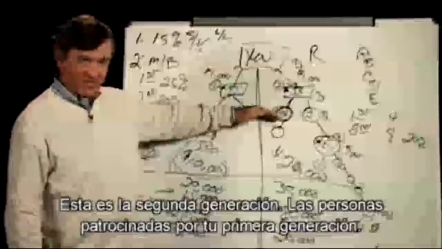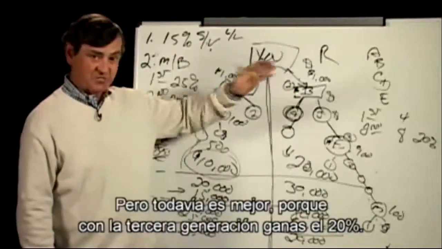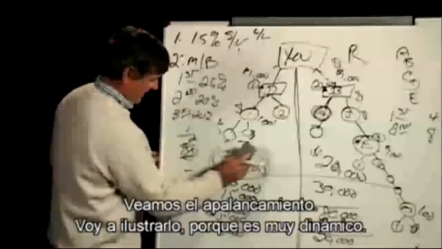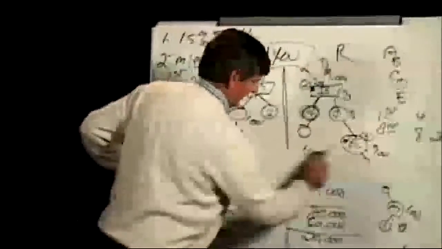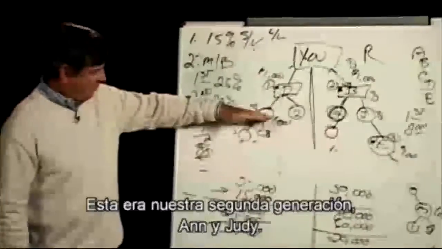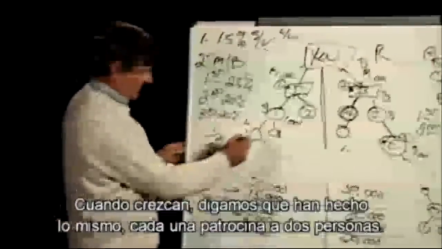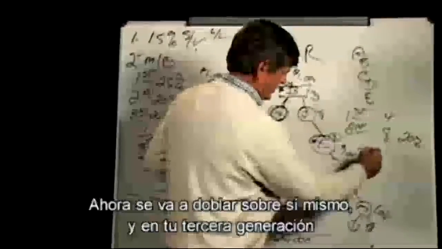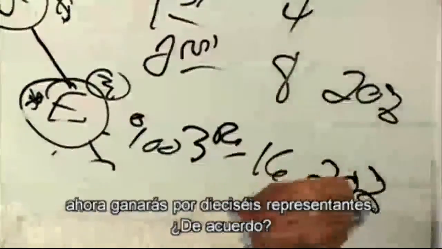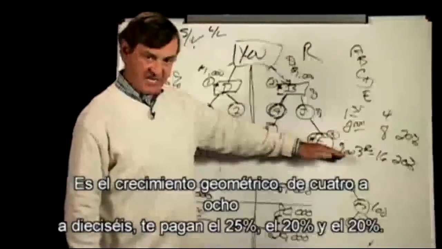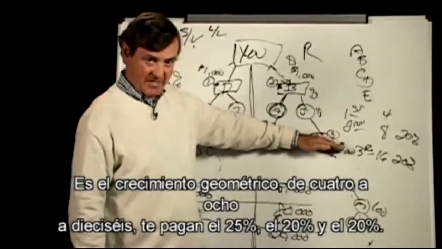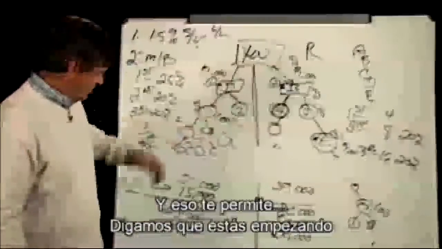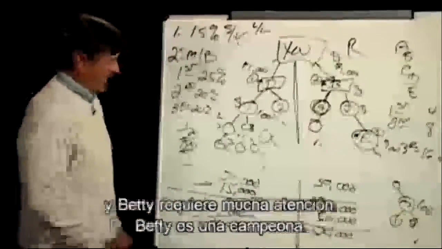So that's second generation. People who your first generation have sponsored, but it gets better than that because it goes third generation, 20%, okay? So now you take a look at leverage, and let me kind of sketch it out because it is very, very dynamic. This was your second generation. Now, 1, 2, Ann and Judy, when they grow, so let's say they did the same thing, each sponsoring a couple of people, okay? What happens is it's going to double on itself. So it's your third generation. You're now matching 16 other reps, all right? That's geometric growth, 4 to 8 to 16, and you get paid 25, 20, and 20. So there's 65% paid out by the company to the reps and to the field in matching bonuses. It's powerful.